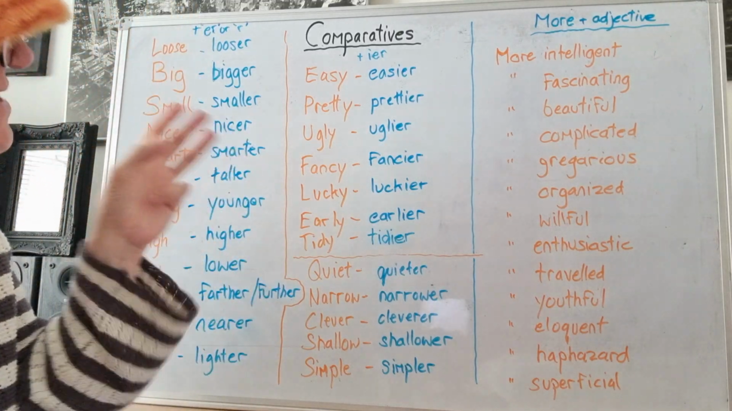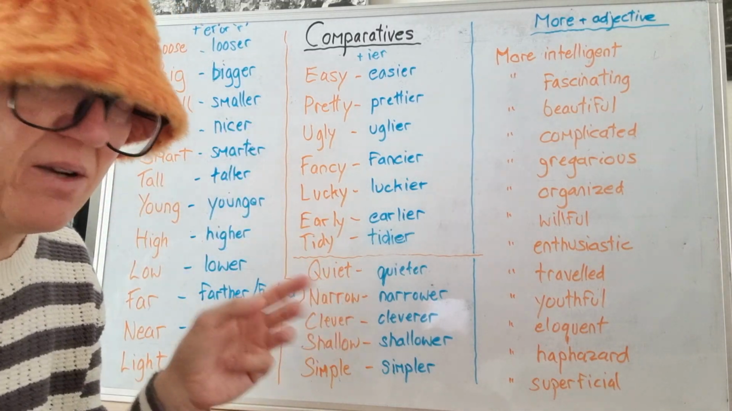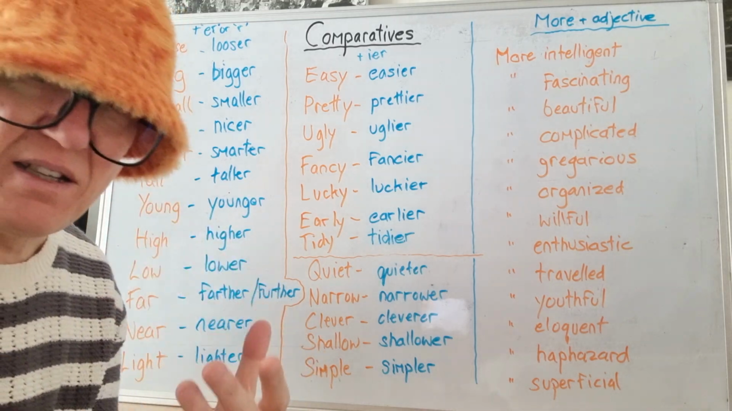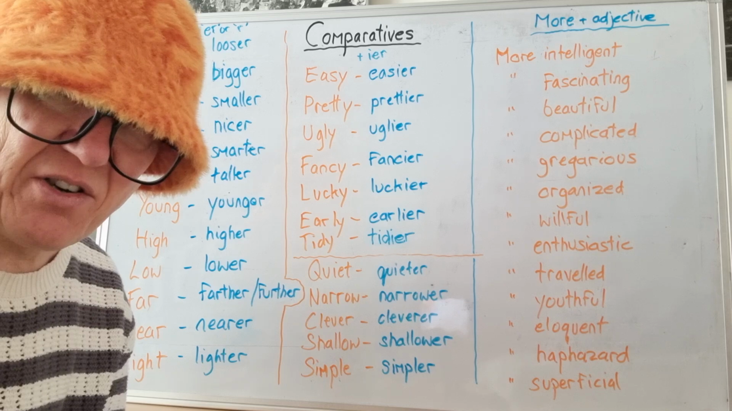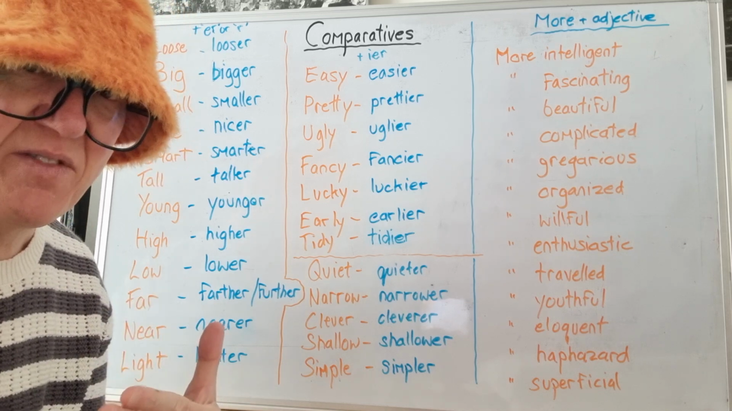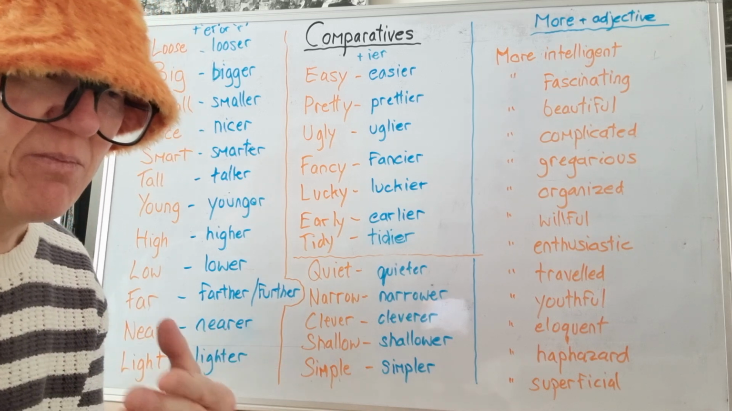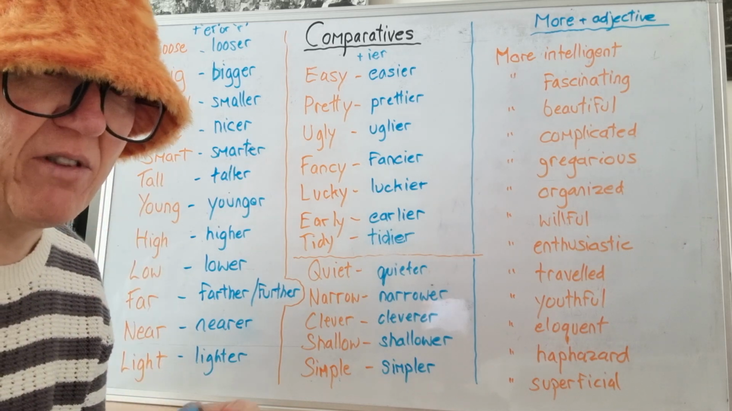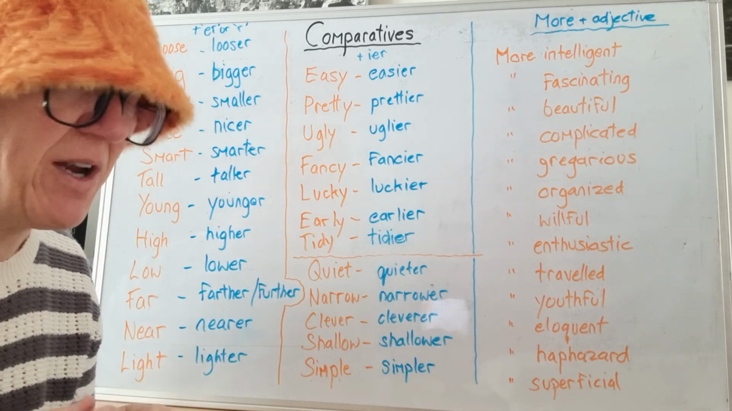By the way, I didn't do any irregular adjectives here. For example, good is irregular, so the comparative is better, and bad, the comparative is worse. So there you go, that's the information you need. There are probably a few more irregular adjectives, but those are the most common ones, right?